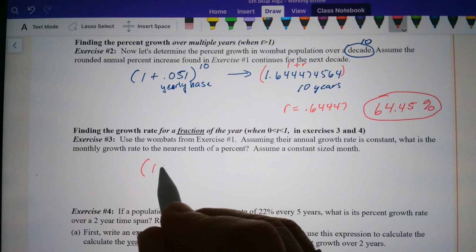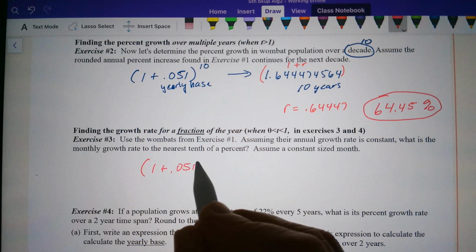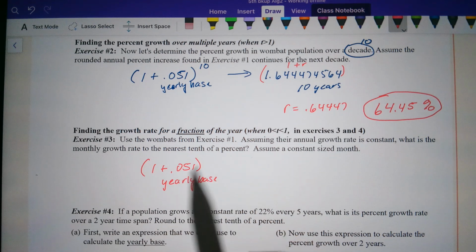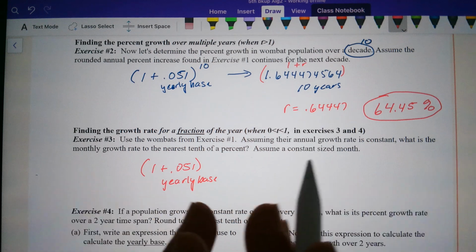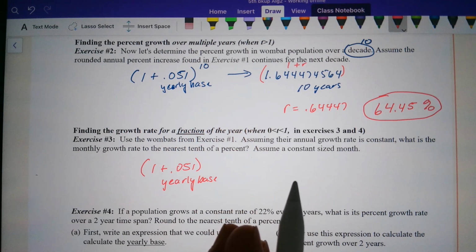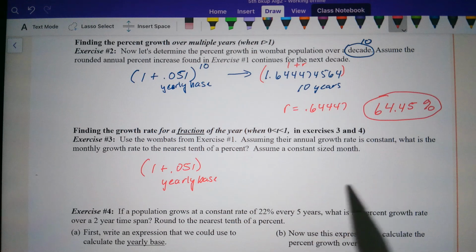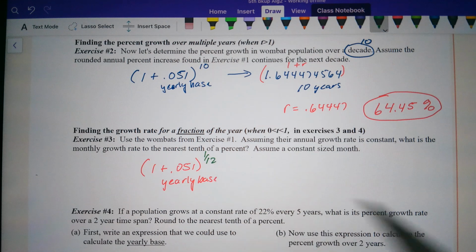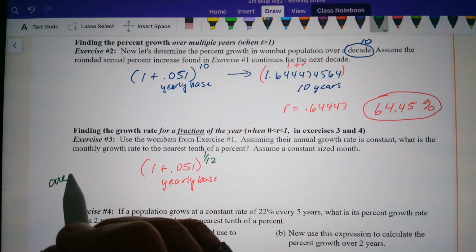Okay, so our 1 plus 0.051, that's still yearly. That's our yearly base, because R was 5.1%. If we want to go to a monthly, monthly is much shorter, it's much smaller. What portion of a year is a month? It's 1/12. So we're going to raise our yearly base to the 1/12. 1 month is equal to 1/12 of a year.